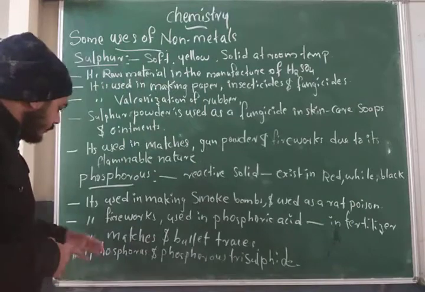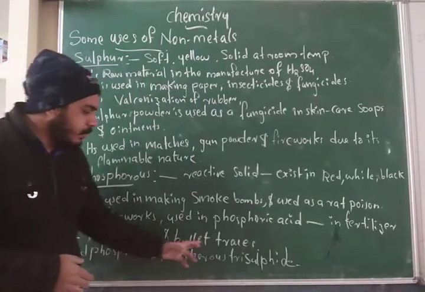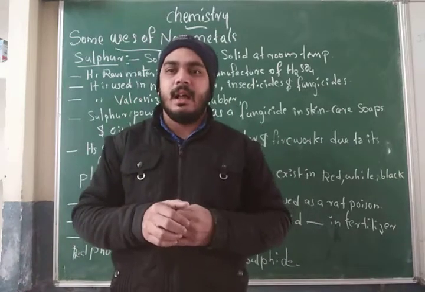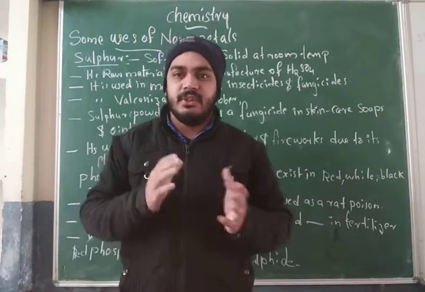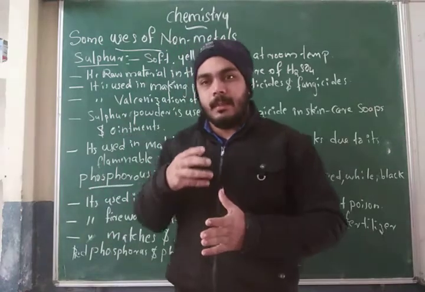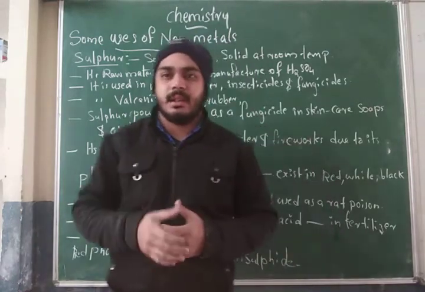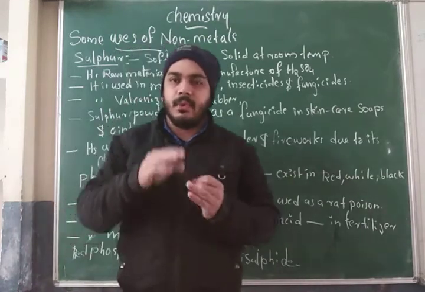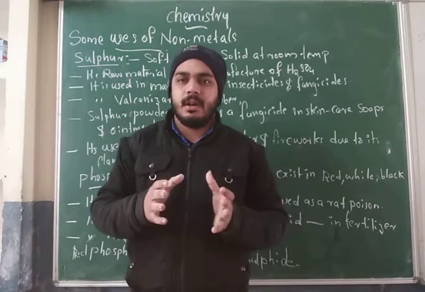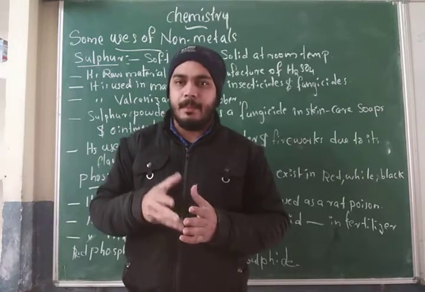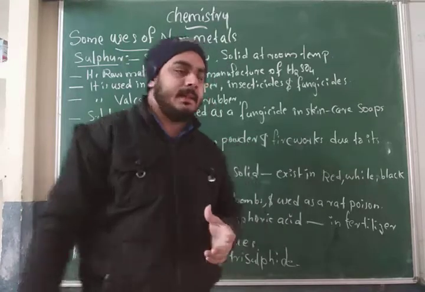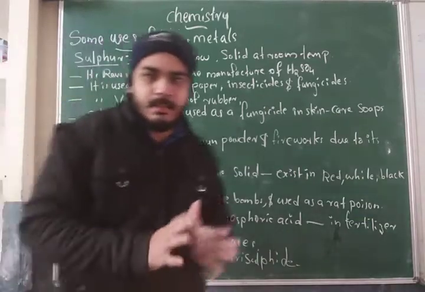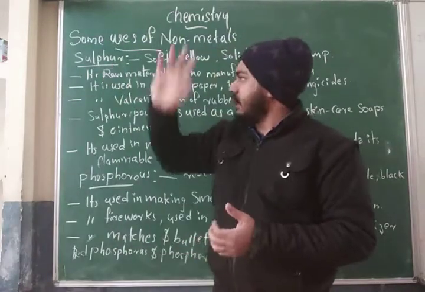And next, it is used in matches and bullet traces. There are two types: red phosphorus and phosphorus trisulfide. Both are used in the manufacturing of matches and bullet traces. These are the main uses of phosphorus and sulphur.